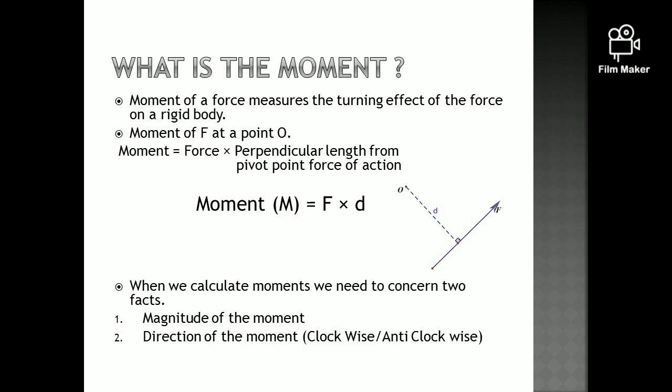When you calculate the moment, we have to consider two facts. The first fact is the magnitude of the moment. That means how large the moment is. The second fact is the direction of the moment. We know that if you open the door, it rotates in one direction. If you close the door, it rotates in the other direction. So it can rotate clockwise or anti-clockwise. That means when you consider the moment about a point, we have to consider its magnitude as well as its direction, whether it's clockwise or anti-clockwise.